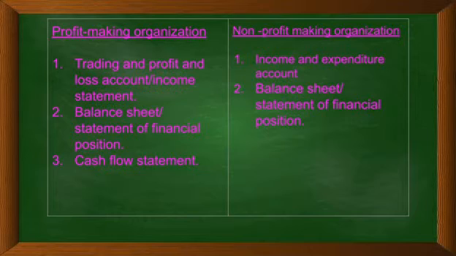The financial statements that are prepared for these organizations are: 1. The trading and profit and loss account, which gears towards calculating whether the business makes a profit or a loss. 2. A balance sheet, which is also called a statement of financial position. 3. An income and expenditure account. And 4. A cash flow statement.